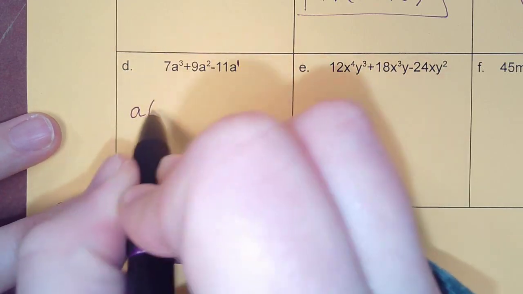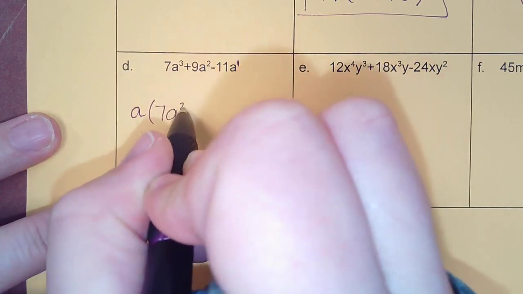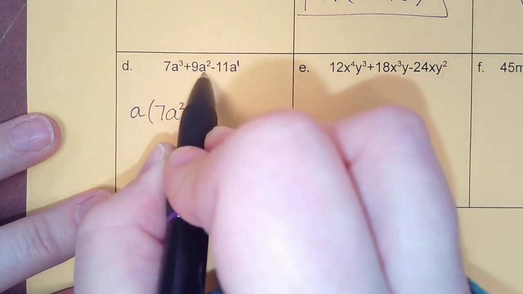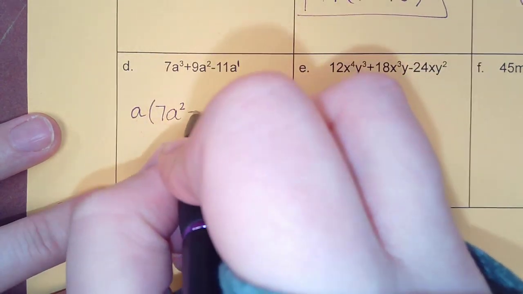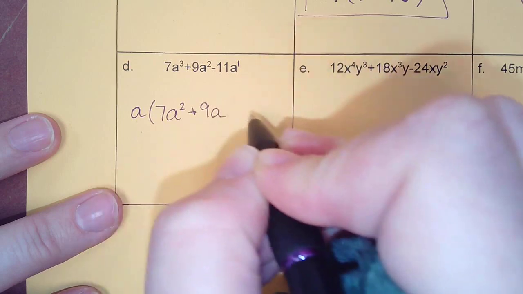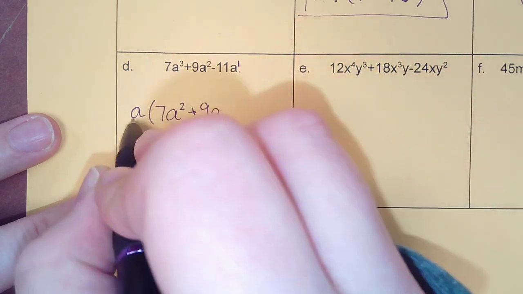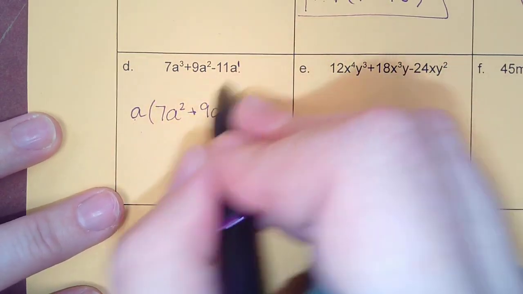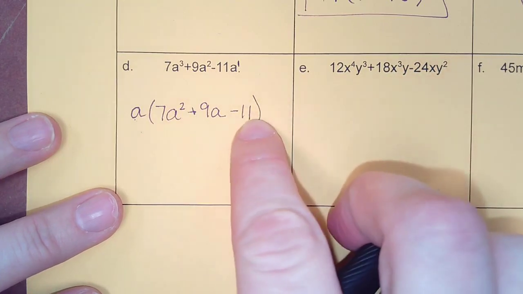7a cubed divided by a is 7a squared. 9a squared divided by a is 9a. Negative 11a divided by a is negative 11. The a's cancel, so there should be no a here.